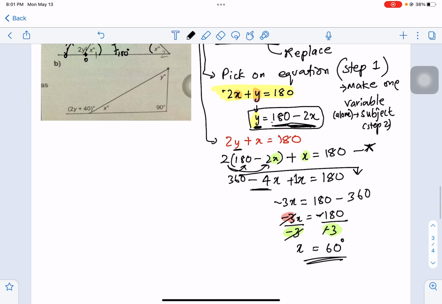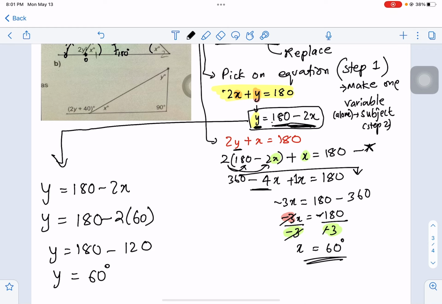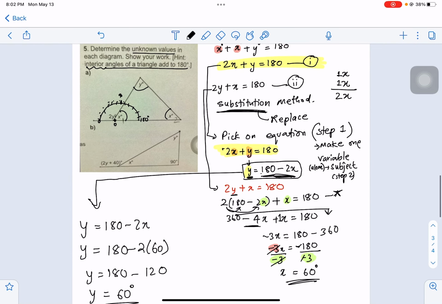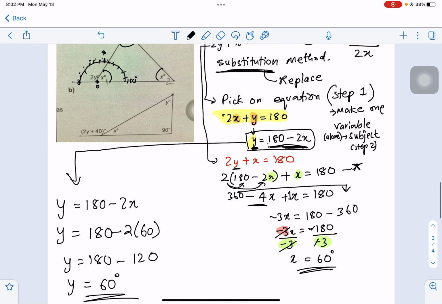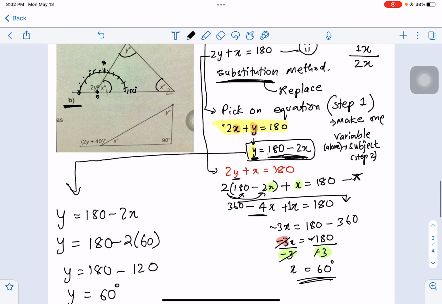Now you had made y the subject, no? You had made y equals 180 minus 2x. So using this equation you will be able to get the value of y as well. 180 minus 2 times 60 is 180 minus 120, which is 60. So y is equal to 60 degrees. That's how you are going to get it. So the unknown variables: y is 60 and x is 60. Now try to find b and check your understanding.